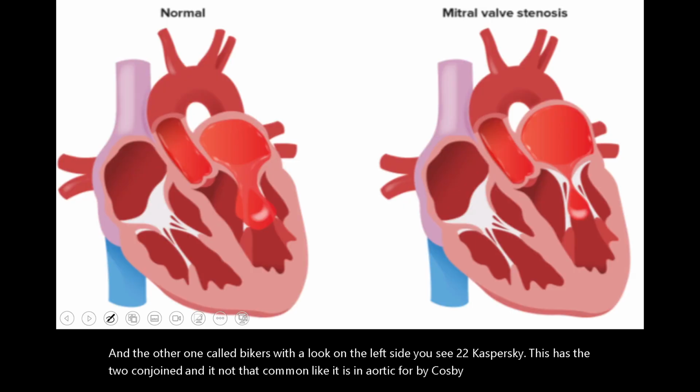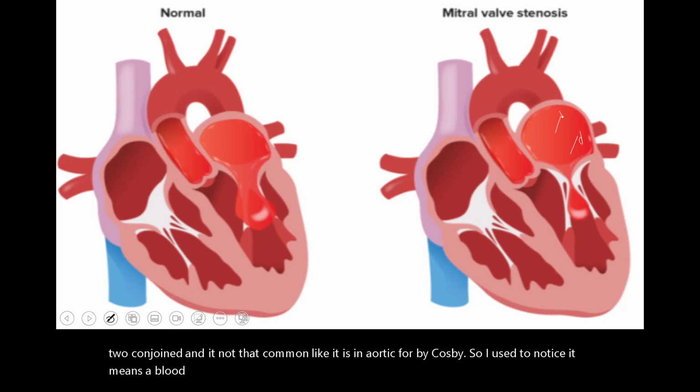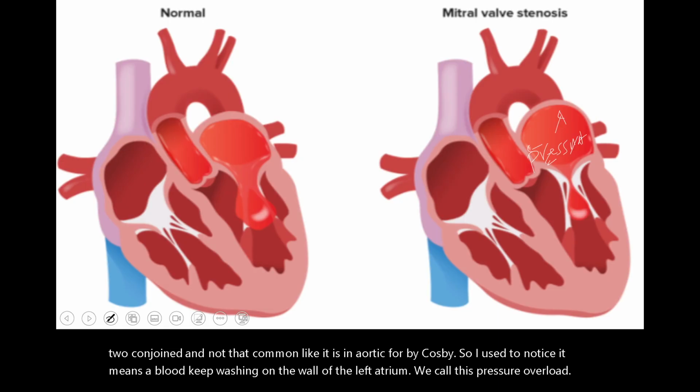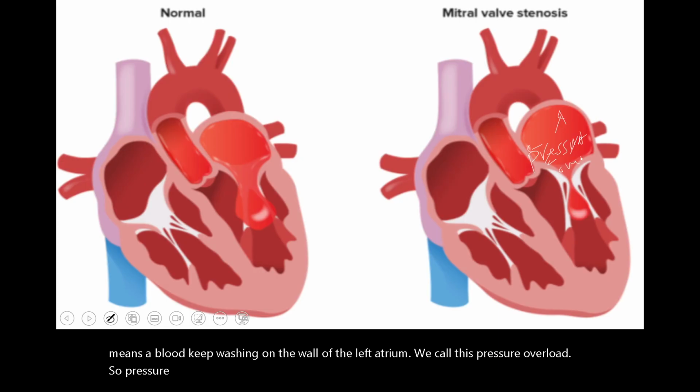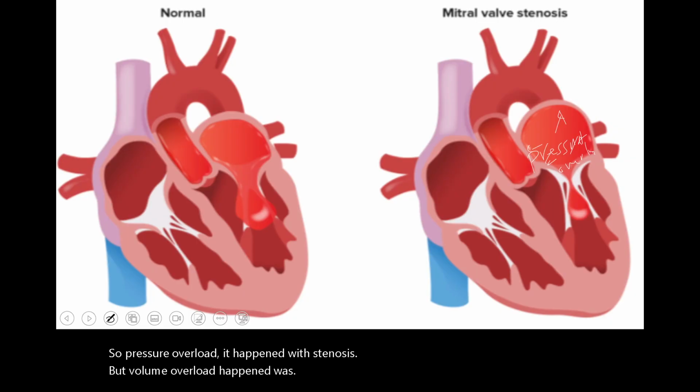So with heavy stenosis, the blood keeps pushing on the wall of the left atrium. We call this pressure overload. So pressure overload happens with stenosis, but volume overload happens with regurgitation in any valve. Volume overload with regurgitation.